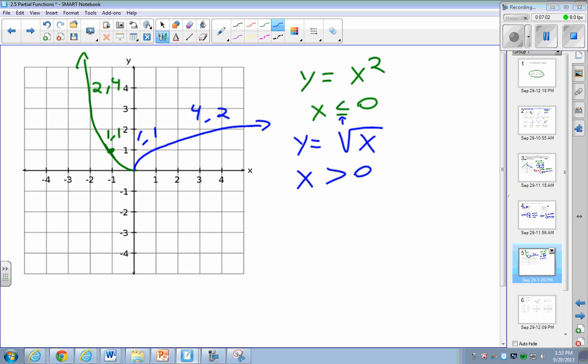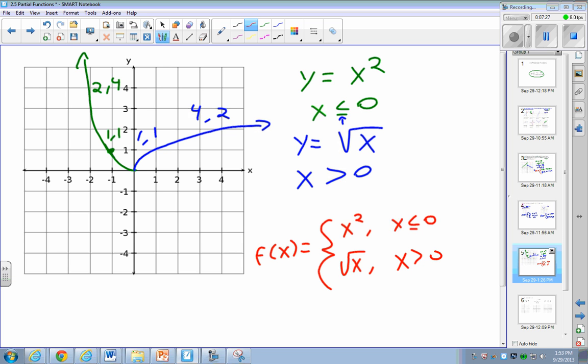Okay, but now we just have to put this into one general partial function, or I'm sorry, piecewise function. So if f of x is equal to squiggly, we'll have x squared, comma, less than or equal to 0, the square root of x, and x is greater than 0. All right, and so that's our piecewise function when we're looking at lines that are not linear.